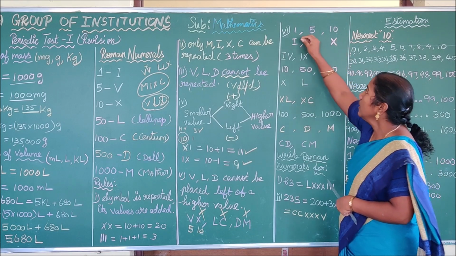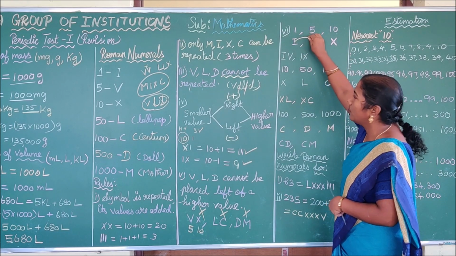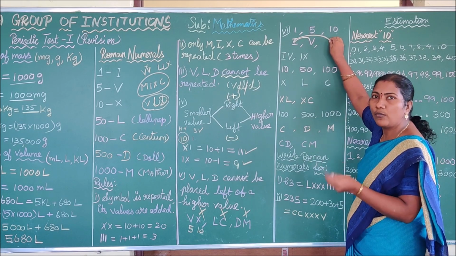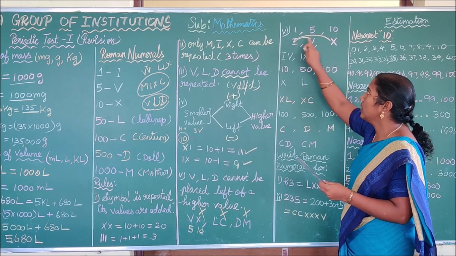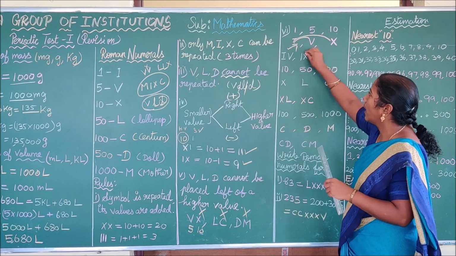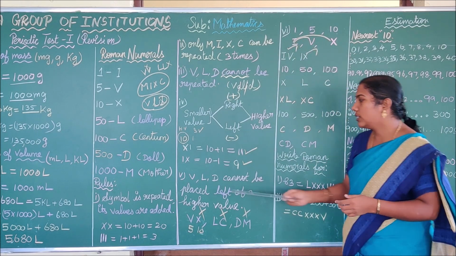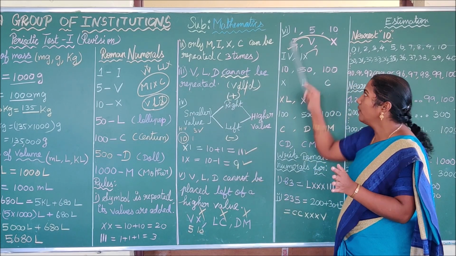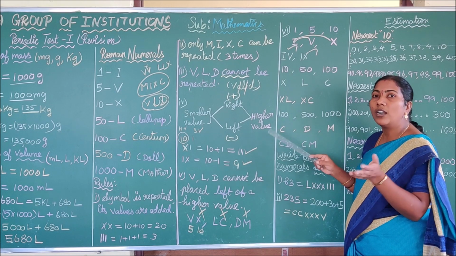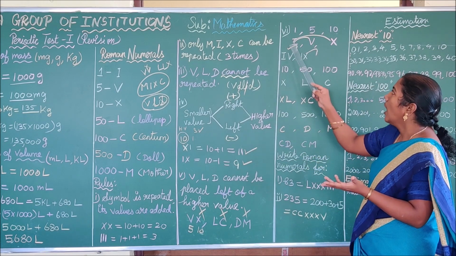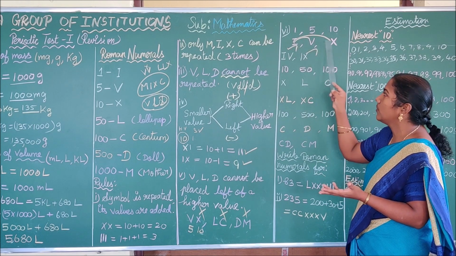X. See here. This I comes with V and I comes with X. That is left of V and left of X only. I comes with V, that is IV. And I also comes to the left of X, IX. Okay. Here we have seen the condition: V, L, D cannot come on the left of any. Here we have the condition of which symbols come on the left of higher values. Okay. See here, I comes with V and I comes with X.